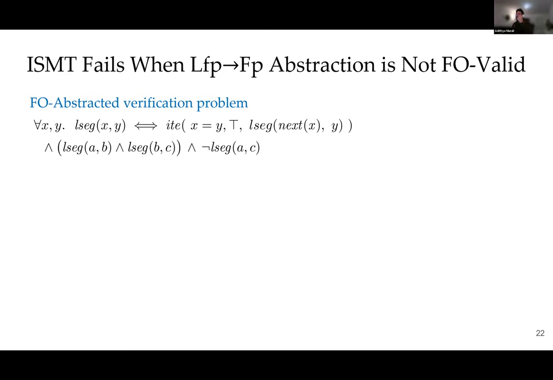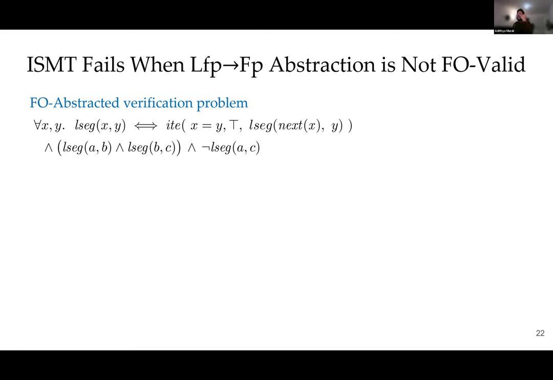So let's look at an example of such a problem. Again, we have this familiar definition of list segment. And you just want to show a transitive property about list segments. You want to show that if A to B is a segment and B to C is a segment, then A to C is also a segment. And this is in fact true for true list segments.